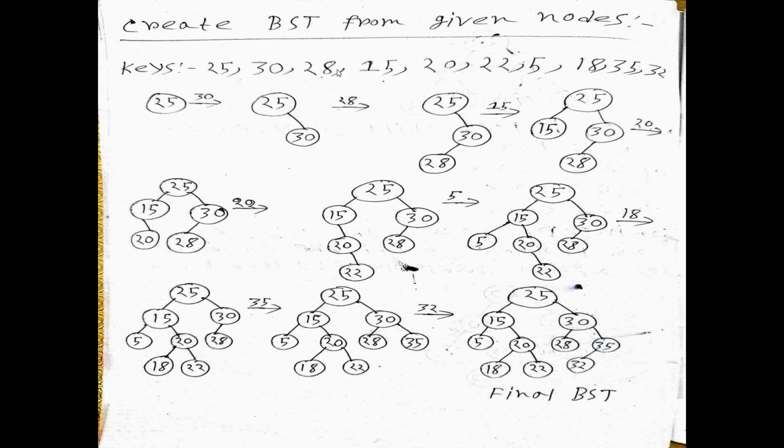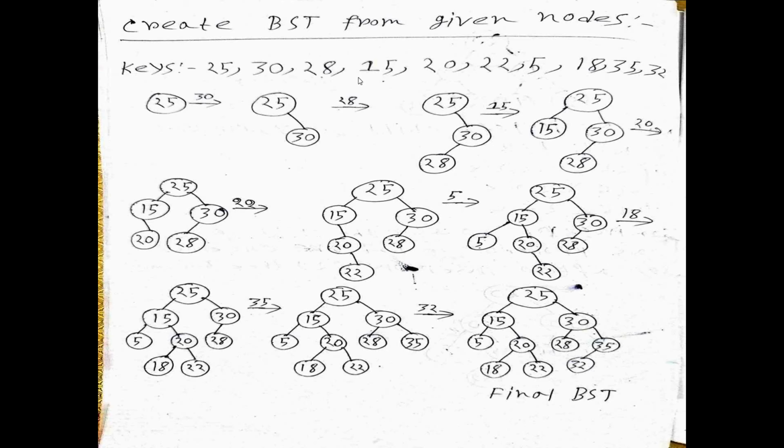Now, take the next element. What is the next element? 28. Now, start the comparison with the root, that means 25. 28 is larger than the root, that means go to the right subtree. But here there is already a right child of 25. Now compare 30 with 28. 28 is less than 30. That means 28 becomes the left child of 30.